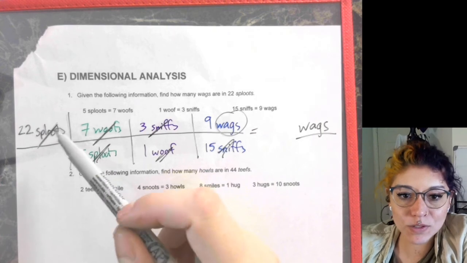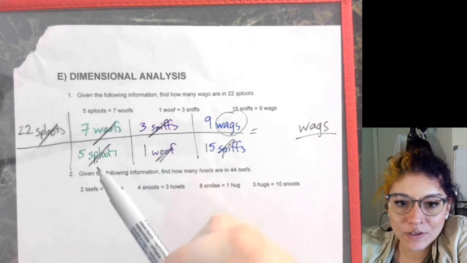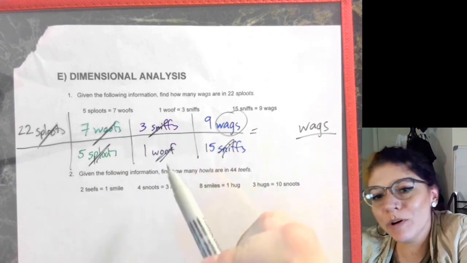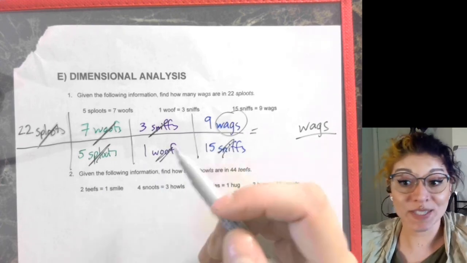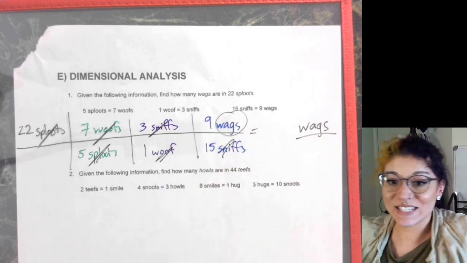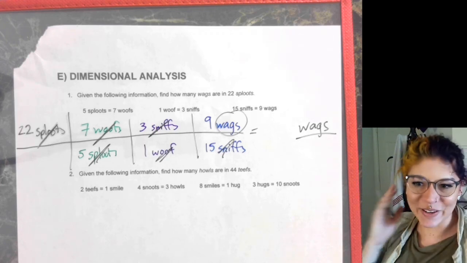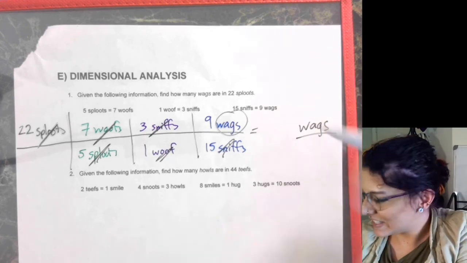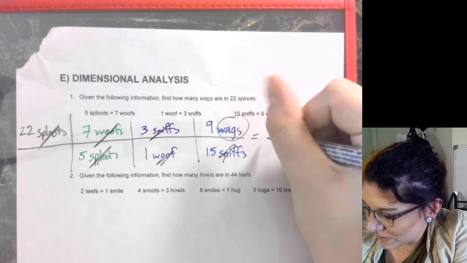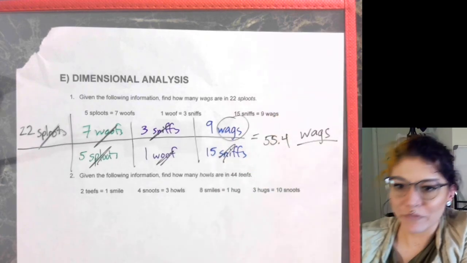And when you say 22 times 7 divided by 5 times 3 divided by 1 times 9 divided by 15. So the same math we did before, we get the same exact answer. And sorry, you can hear my dogs being fed in the background. That's fine. We get the same exact answer of, what was it, 55.4 wags.